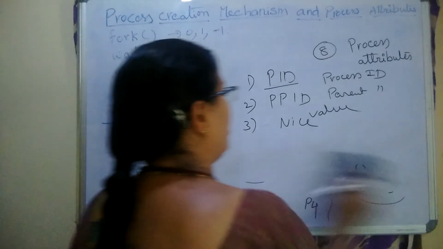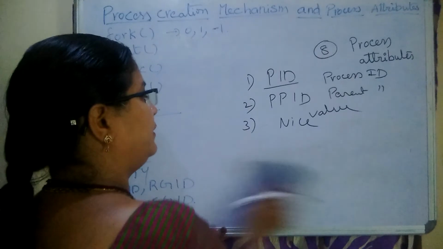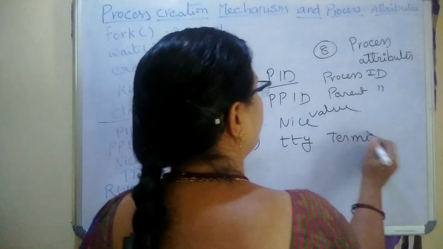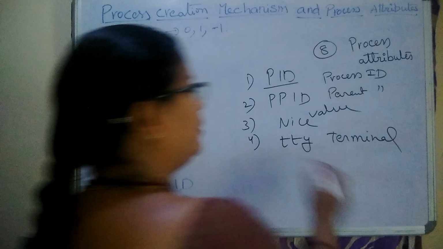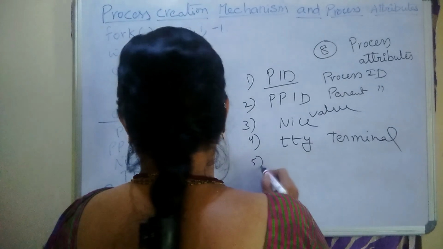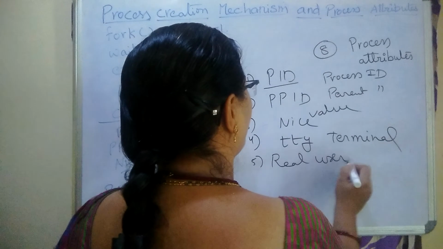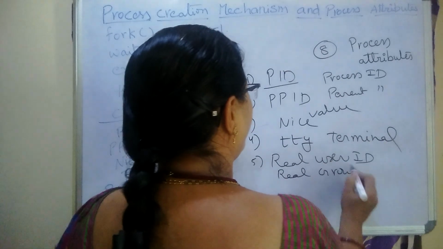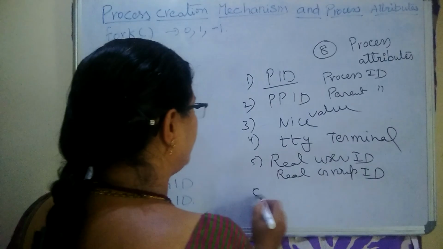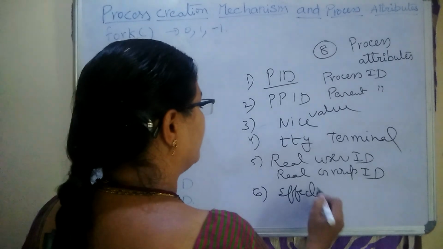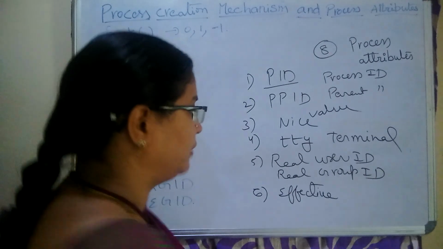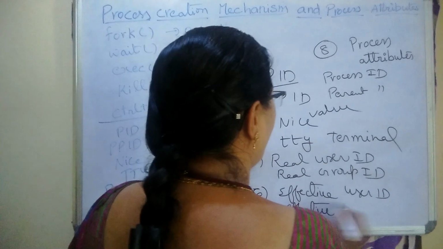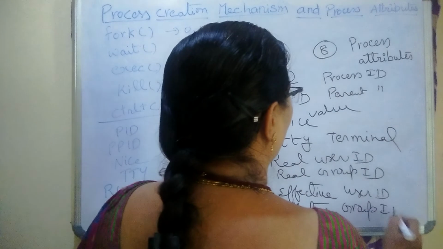Next, we are going to talk about TTY. TTY stands for terminal type, on which terminal it is running. That is also one of the attributes here. The next one is who the real user of that particular process is and which group he belongs to, that is the real group ID. Then the effective user, who is making it effective, that is the effective user ID, and the effective group, in which group he belongs to, that is the effective group ID.